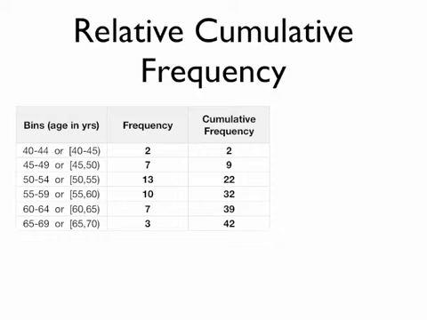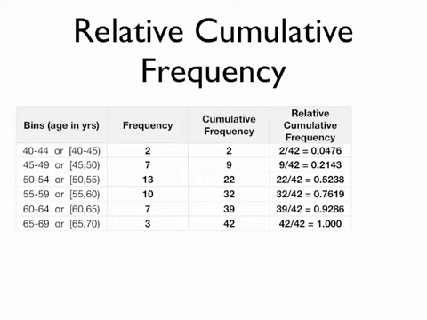22 comes from 13 plus 7 plus 2. And 22 means that 22 presidents were 54 years of age or younger at the time of their inauguration. So we're taking a running total up to 42 total presidents. Then relative cumulative frequency, we'll take and divide those cumulative frequencies by the total number of presidents.